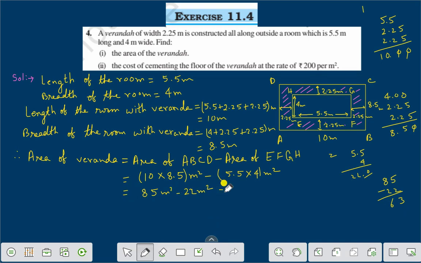That is equal to 63 meter square. The area of the veranda is equal to 63 meter square. This is the first part of the question. And in the second part, here you see, the cost of cementing the floor of the veranda at the rate of rupees 200 per meter square.